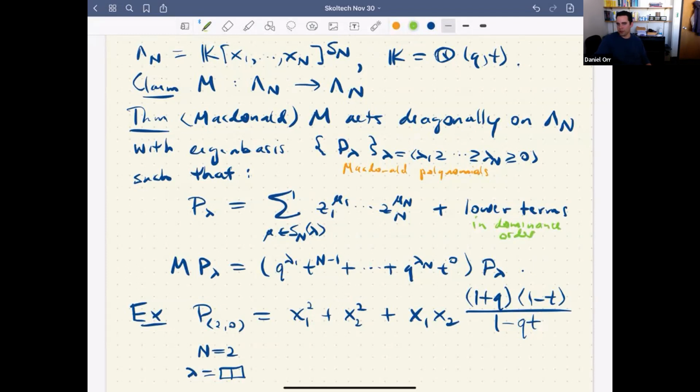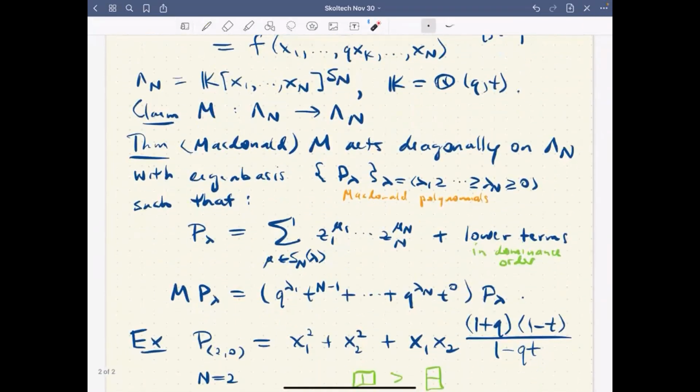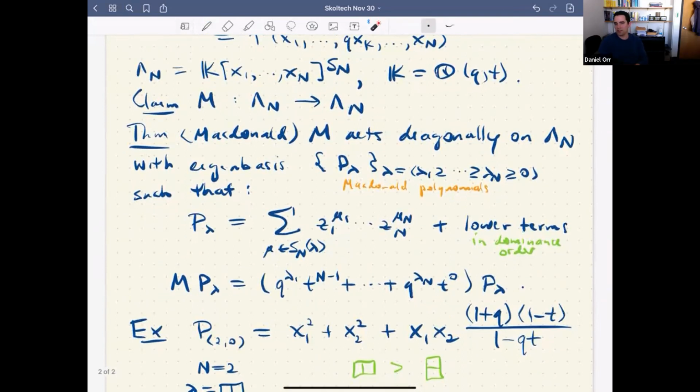This corresponds to the partition 1-1 like this, and that's lower than 2-0 in the dominance order. So what happens with Macdonald polynomials is you can use the operator to find these, because the operator acts triangularly. So it's pretty nice computationally for finding these eigenfunctions.